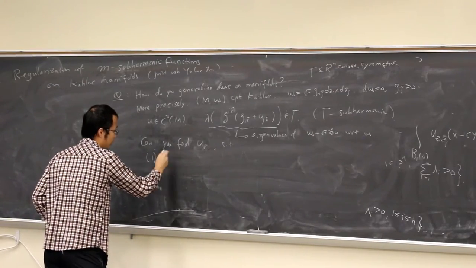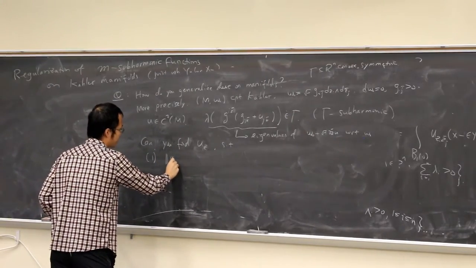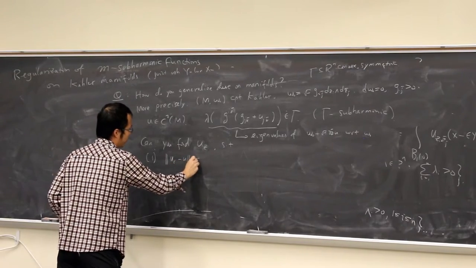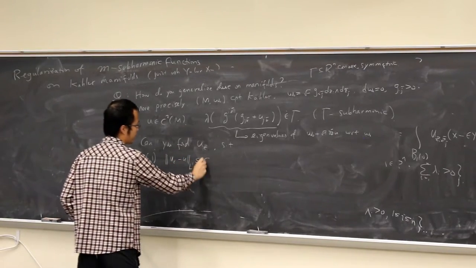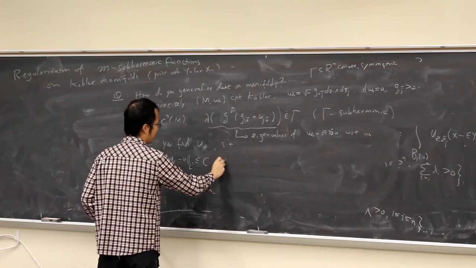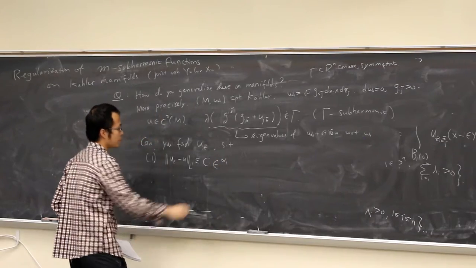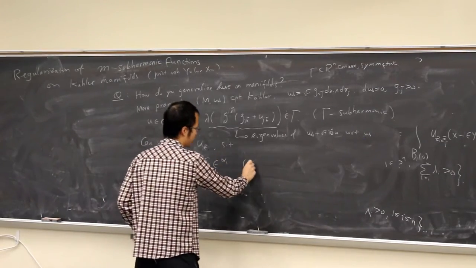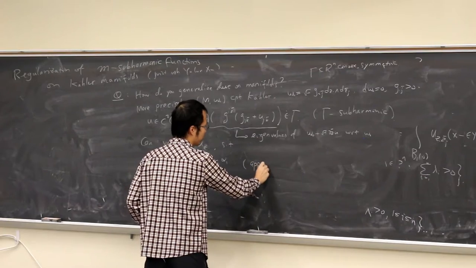So it approximates in an L1 sense: the L1 norm is less than C times epsilon to the alpha 1. So this condition just means approximation in the L1 sense.